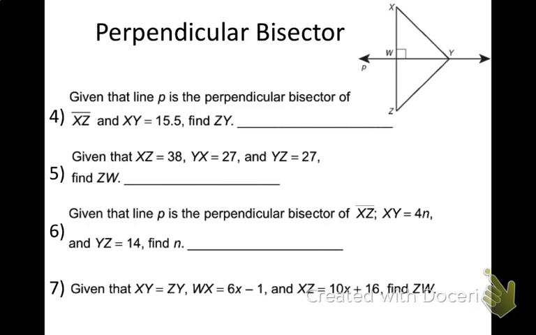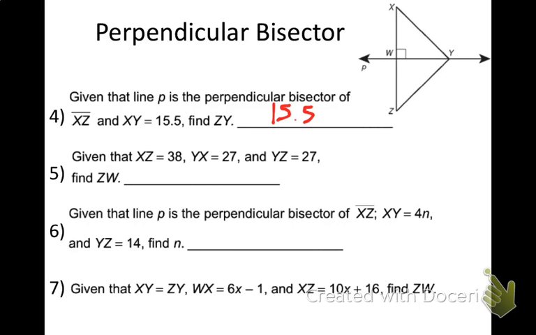Try these 4. Take a couple seconds to try these 4. Alright, let's start walking through these. Number 4. Given that line P is the perpendicular bisector of XZ, break there. Some of you are like, XZ and XY, they both can't be 15.5. No, that's a whole sentence together. XY is 15.5. Find ZY. Tom, what do you say, man? 15.5 is correct. Nice job, sir.